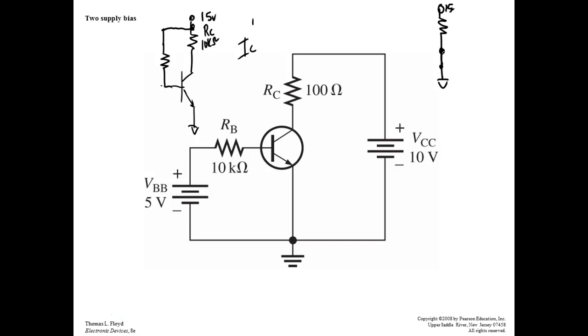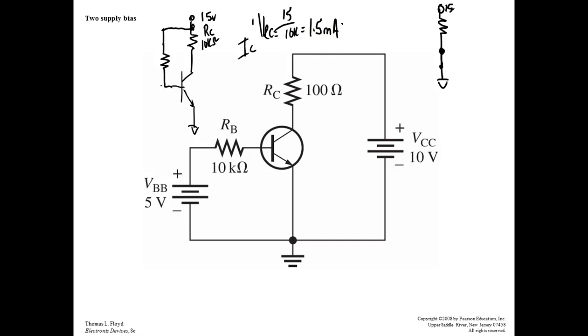So it acts like a closed switch. So how much current would that be? So I would come up here and say VRC would be equal to what? 15 volts divided by 10K. What's that going to be? Good. 1.5 milliamps.